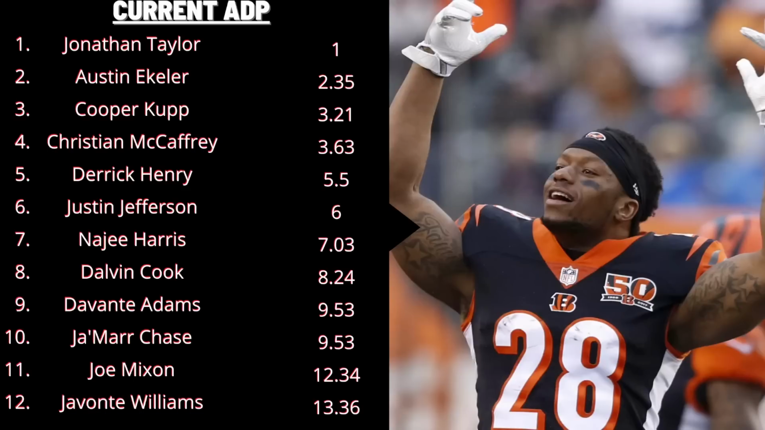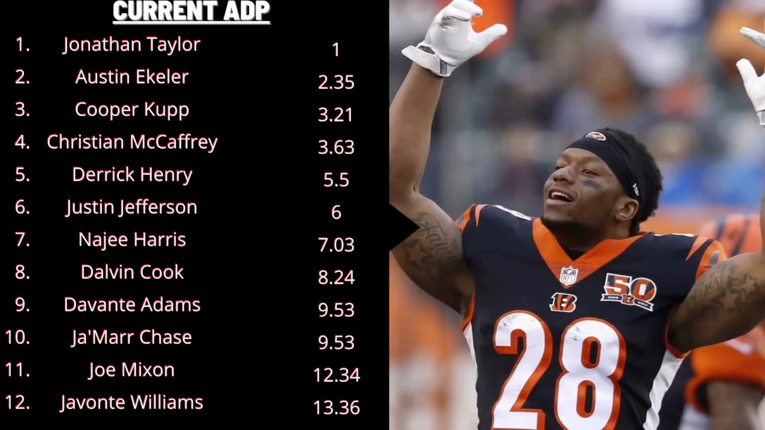Javonte Williams coming in at number 12. His ADP at 13.36 right now is kind of ridiculous to me. It's just one of those things where I love Javonte Williams, do not get me wrong. I think he is one of the next superstars at the running back position, but he's not going to be that guy with Melvin Gordon being there. And Melvin Gordon was good last year. Both of these guys played so well last year that if they were the only running back on their team, they both would have had massive seasons.